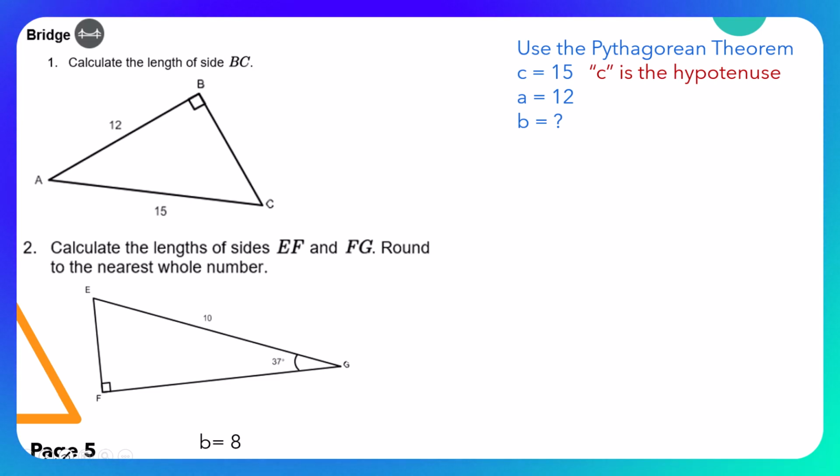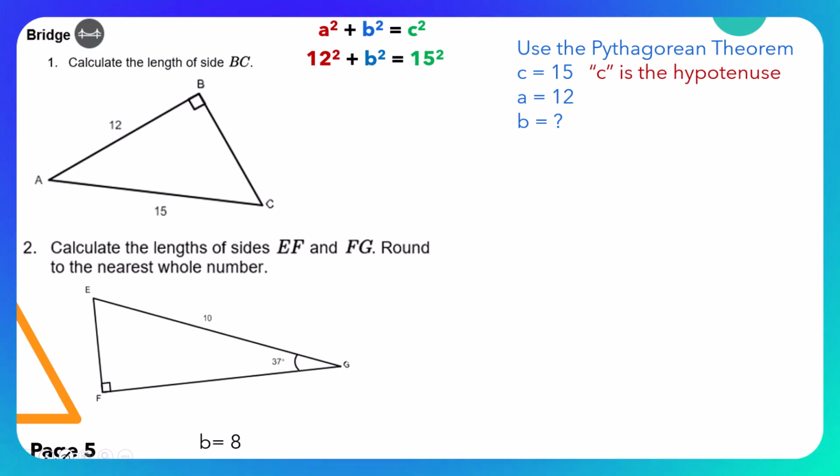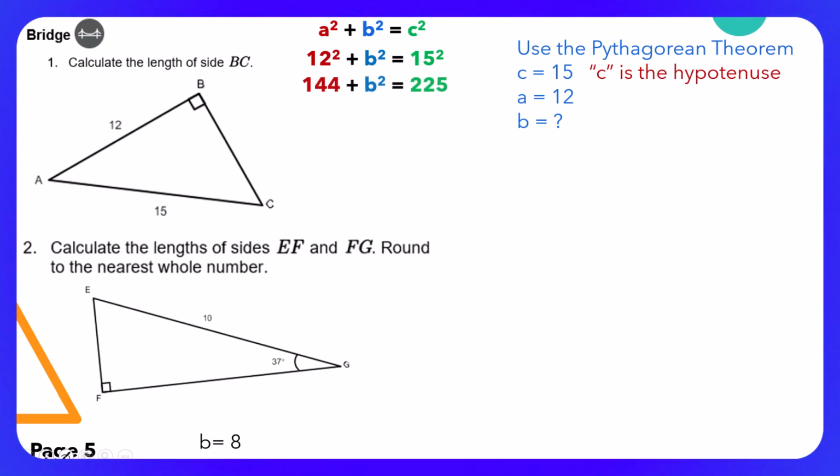You can label that A or B. I chose to label that A. And then the hypotenuse is always going to be labeled C. So C is 15. All right, we're going to use A squared plus B squared equals C squared. Now let's substitute in 12 for A and 15 for C. 12 squared is 144. 15 squared is 225.